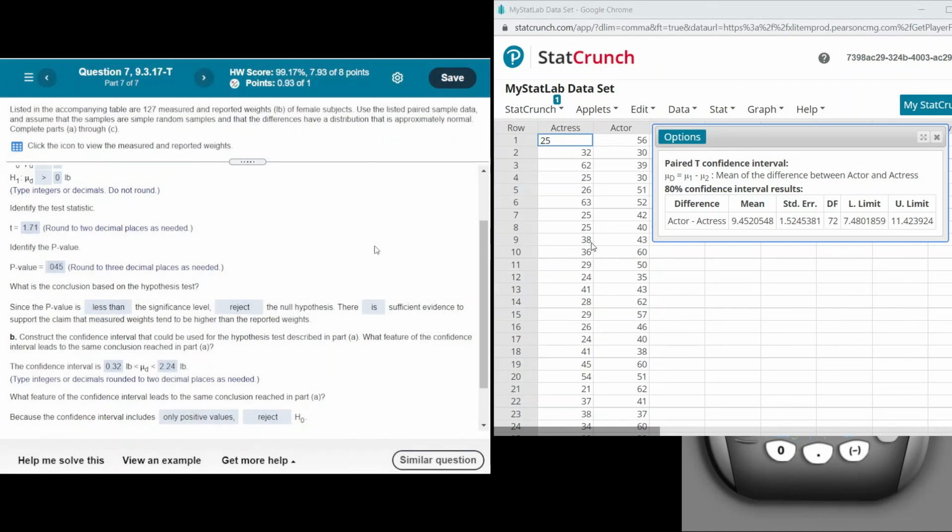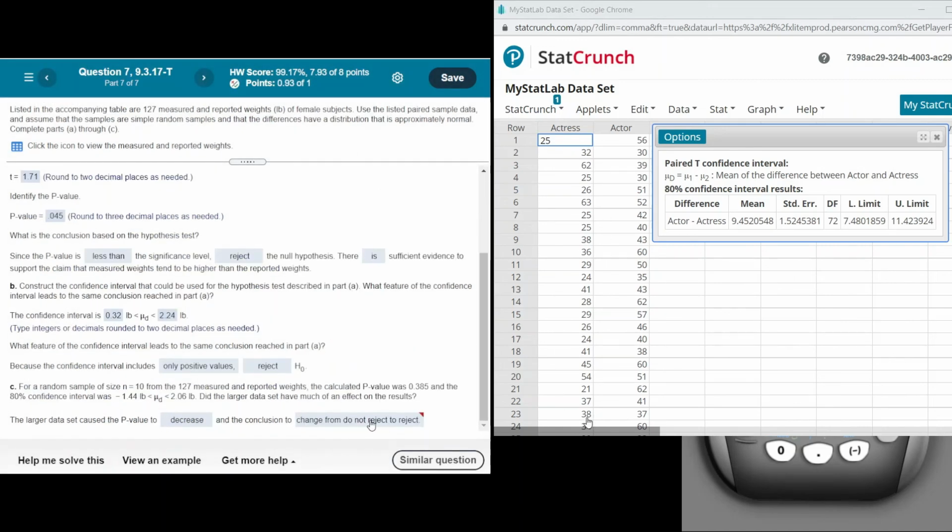I'm going to go back. And what the hell? Come on, man. So not cool. So the larger data set caused the p-value to decrease, huh? Even though it was at 0.045. Am I missing something here? Am I tripping? Because they marked us right for this 0.045, and it's supposed to be compared against this, right?